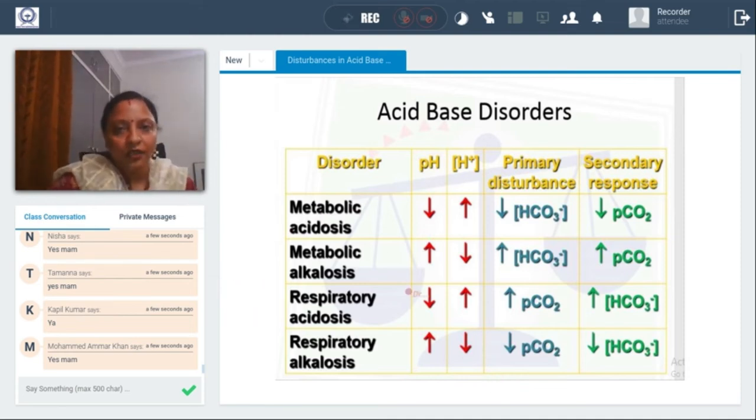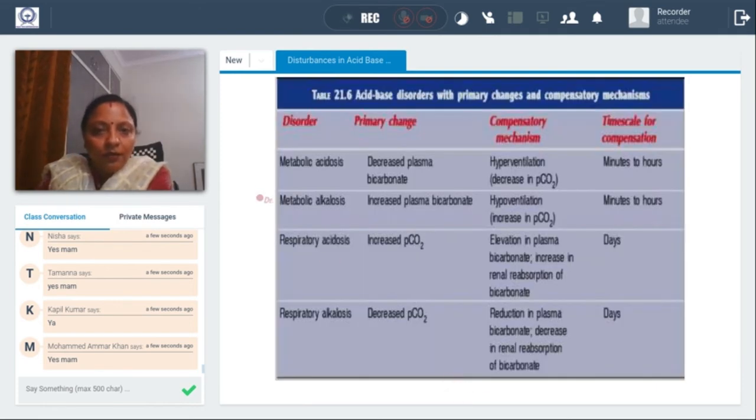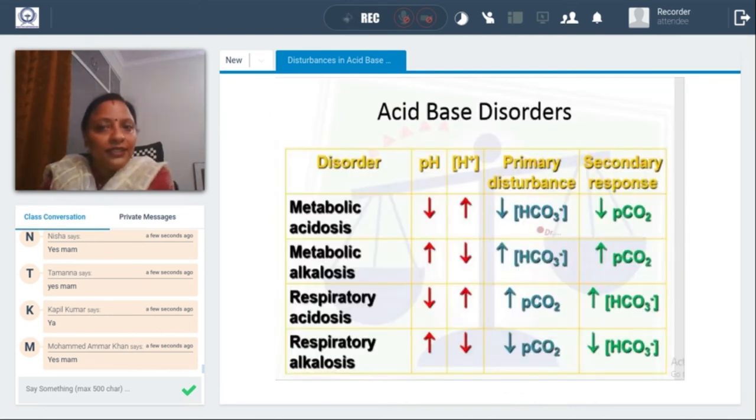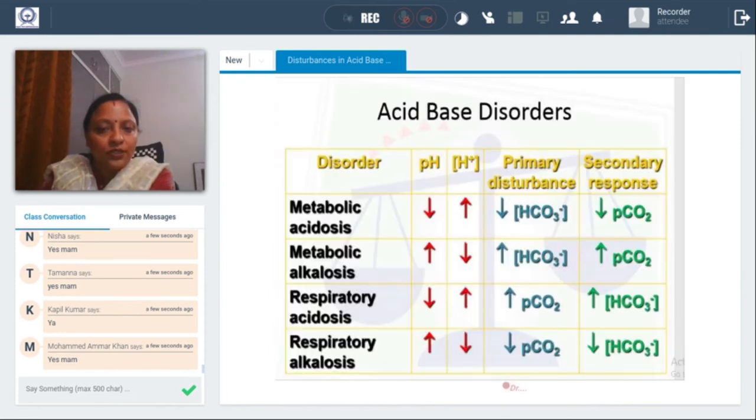So you can see here another way of representing these acid-base disorders: pH low, increase, low, increase. H plus increase in the case of acidosis, and in the alkalosis, H plus decreases. And primary disturbances and secondary responses, this is the compensatory mechanism, you all know. First, by this secondary response, you can see here metabolic acidosis, the compensatory mechanism is hyperventilation, or decrease in PCO2. And this is the primary disturbance, means decrease in bicarbonate ions, primary response.